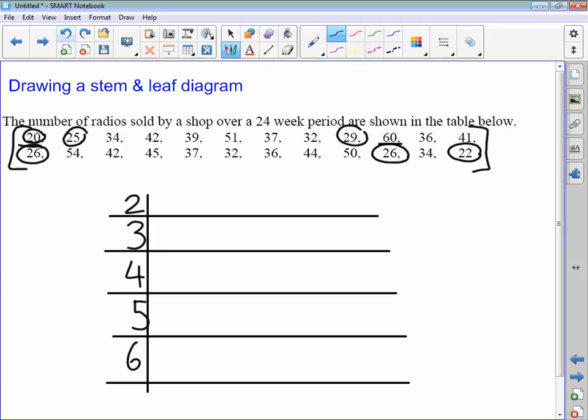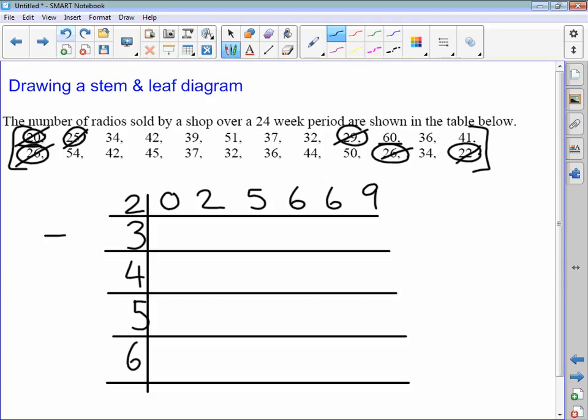So that means that the numbers that we put here are going to be in order. So the smallest one is 20, so we're going to put a 0 here to represent that. The next one is 22, so we're going to put a 2 here. The next one's 25, so we're going to put a 5 here. Then there are 2 26s, so we need to write 2 6s, and then 1 29. So we're going to write a 9 for that.